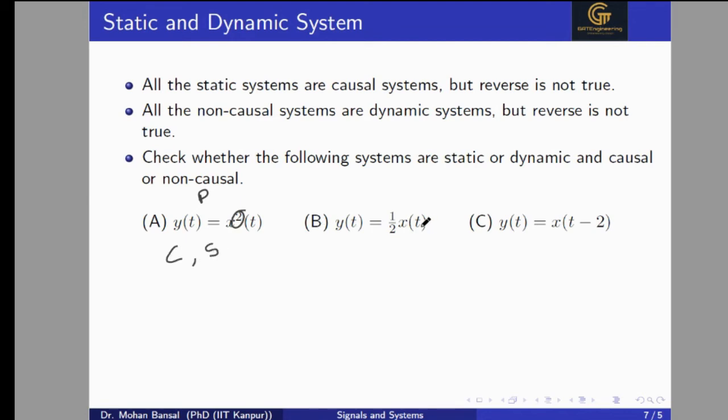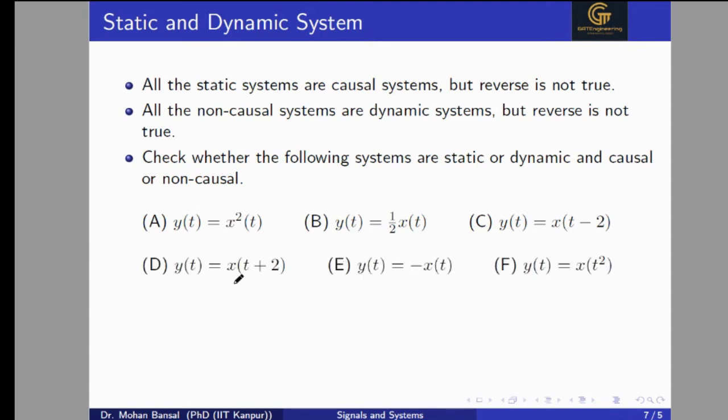Now we come to y(t) equal to half x(t). This is the same condition, depending only on the present value of the input. Here y(t) equal to x(t minus 2). The x(t minus 2) becomes a past value for y(t). It means the system is causal, because a causal system depends on the present and past values of the input. But a dynamic system depends on the past and future values. So it is a dynamic system because it is depending on the past value.